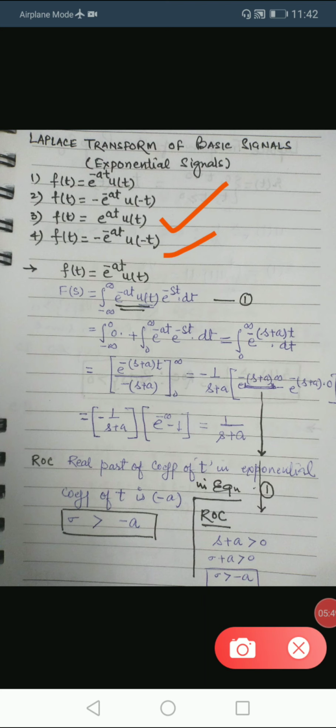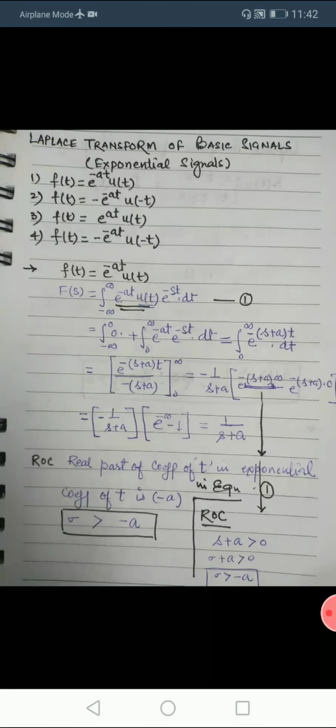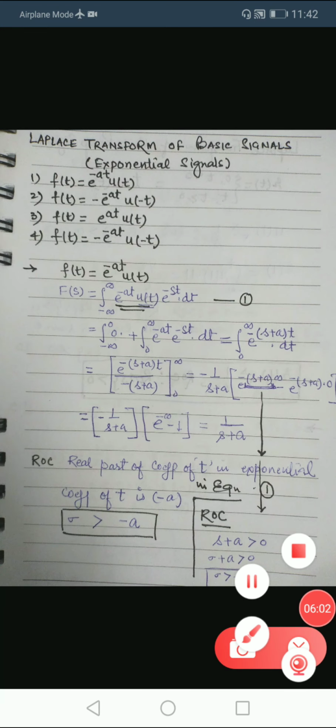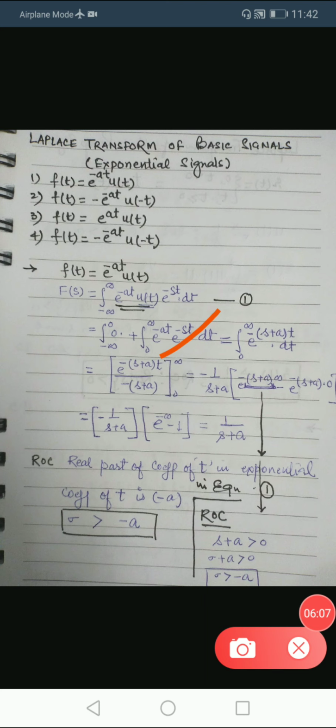f(t) is equal to e to the power minus at u(t). Put the value of f(t) in the formula: e to the power minus at u(t) into e to the power minus st. Here from minus infinity to 0 this part becomes 0, and from 0 to infinity e to the power minus at, e to the power minus st dt, and u(t) becomes 1. Here e to the power minus at minus st, combine it, e to the power minus (s plus a) t dt.